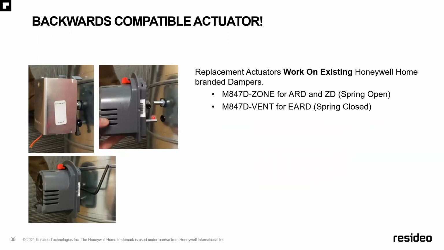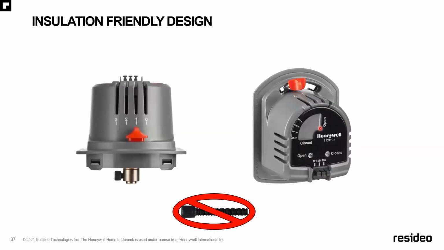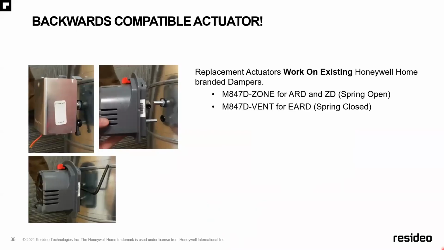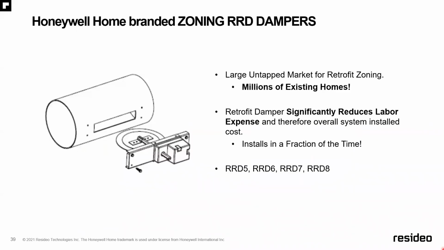And we designed it so it's backwards compatible. So when Old Faithful here does eventually die, you can loosen up the Allen screw and replace it with a new motor. And then when you go with the new motors, it's so nice to have an easy indicator of the position of your damper inside the ductwork. That's a significant blessing in that respect.